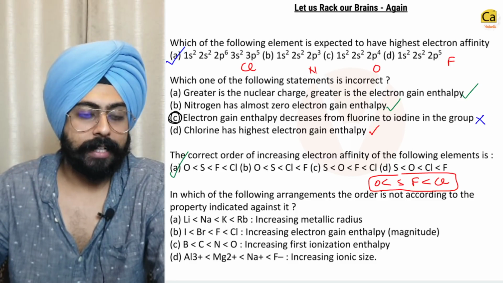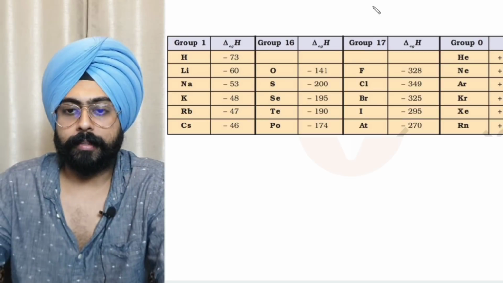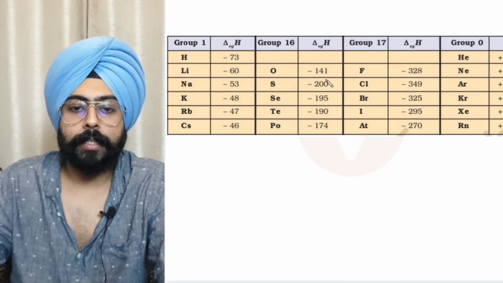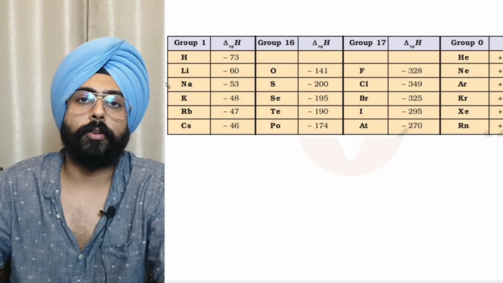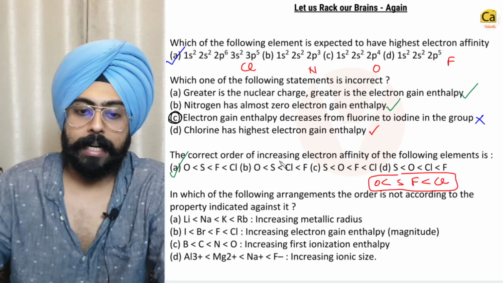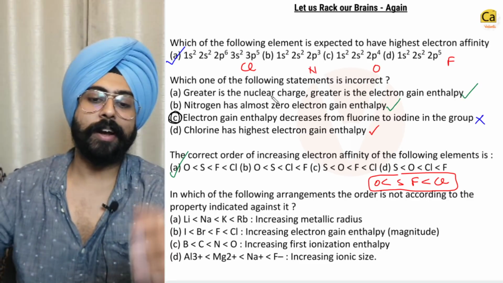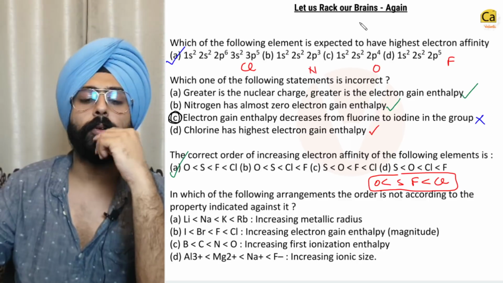If you want to see the values, I will show them to you again. These are the values. Chlorine is 350, fluorine is 328, sulfur is 200, oxygen is 141. All right, electron affinity, this is the increasing order. Great. Now my dear friends, the next one, very simple question yet again.